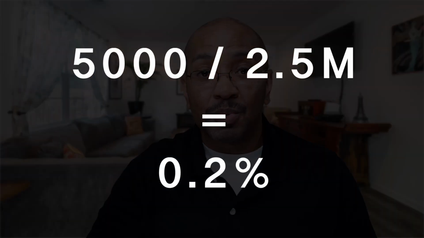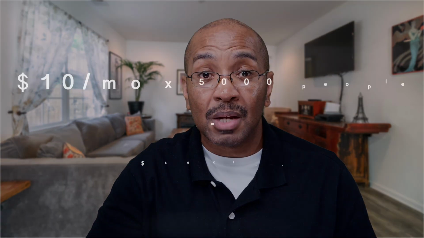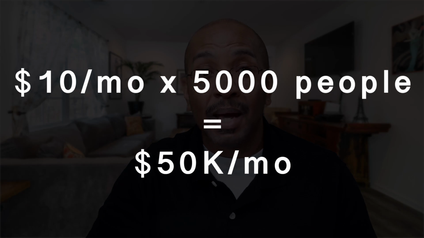Now let's put that 5,000 people into perspective. Cowboy Kent has 2.5 million YouTube subscribers. 5,000 people equates to 0.2% of his subscribers. Not 1%, not even 0.5%. All Cowboy Kent needs is 0.2% of his YouTube subscribers, but not even counting his Facebook and Instagram followers. All he needs is 0.2% of his YouTube subscribers to be willing to pay him $10 per month for more access to him, and he's making $50,000 per month.